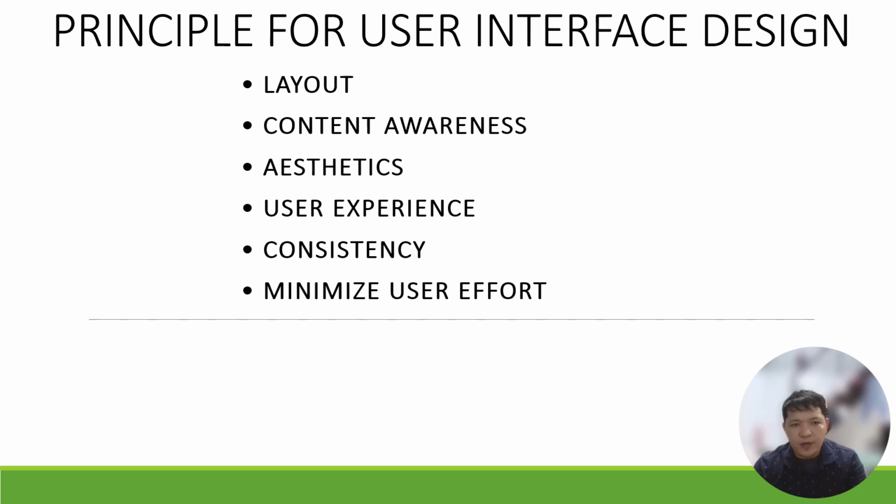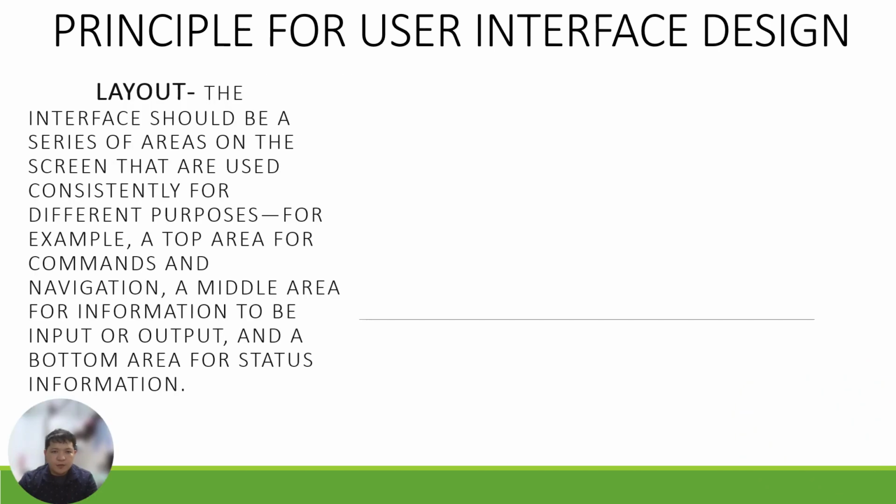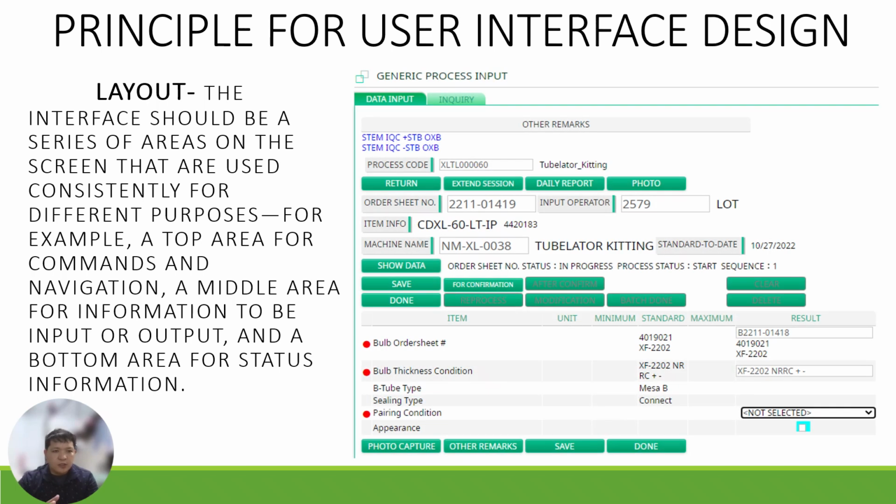We have the layout, content awareness, aesthetics, user experience, consistency, and minimize user effort. At first, for the layout, the interface should be a series of areas on the screen that are used consistently for different purposes. We can see here on the top part we have the information and the buttons. In the middle part of the screen, we have the information about what we are working with. And for the bottom part, we have the status of what we are trying to navigate or execute.